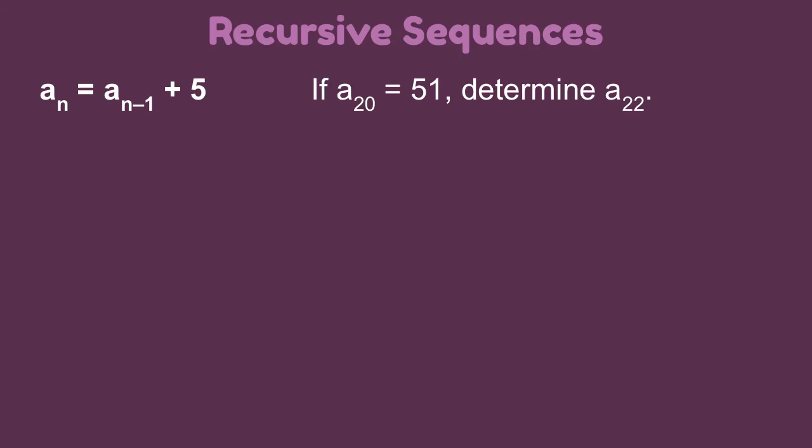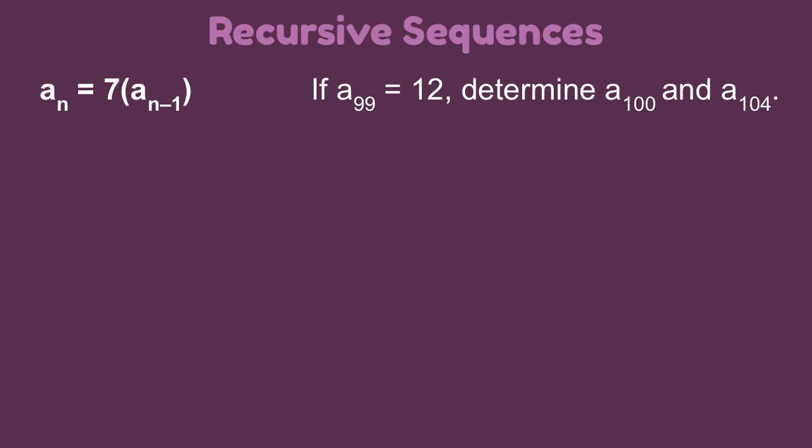Here's another example. A sub n is equal to a sub n minus 1 plus 5. This is saying that if we take our previous term and we add 5 to it, we're going to get the next term. So for this example, I'm telling you a sub 20 is 51, and I want you to figure out a sub 22. What I would recommend you do is figure out a sub 21 first, and then figure out a sub 22. So a sub 21, if we just add 5, is 56. And then if we add 5 again, we get 61, which is our a sub 22.